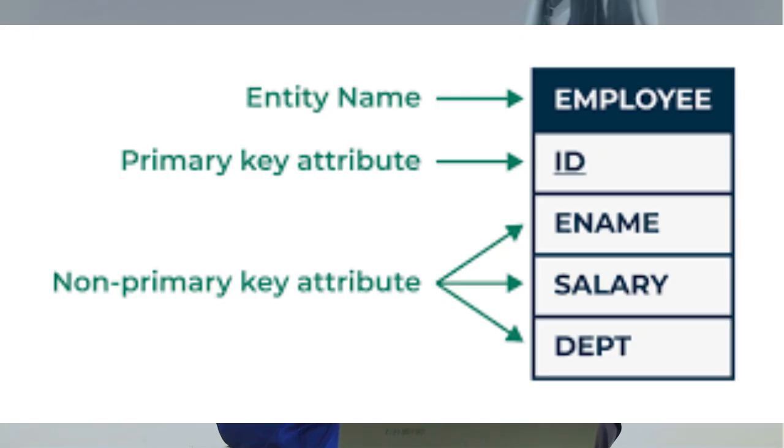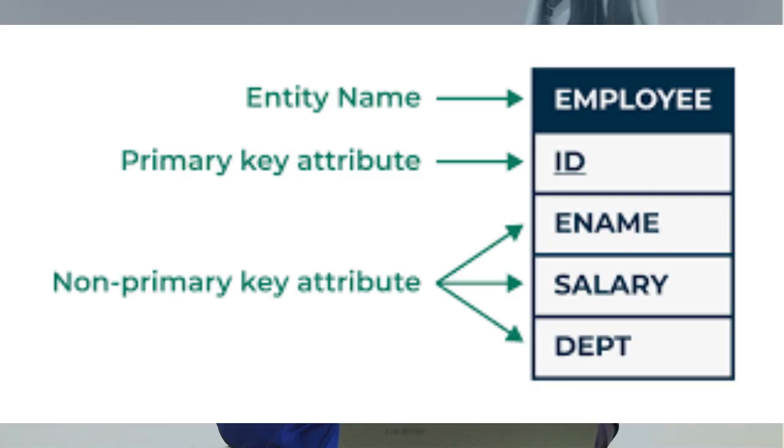An entity is a real-world object or a concept with independent existence, such as an employee, department, or project. Each entity is described using attributes, which represent its properties. For example, an employee entity may have attributes such as name, salary, address, or birth date.